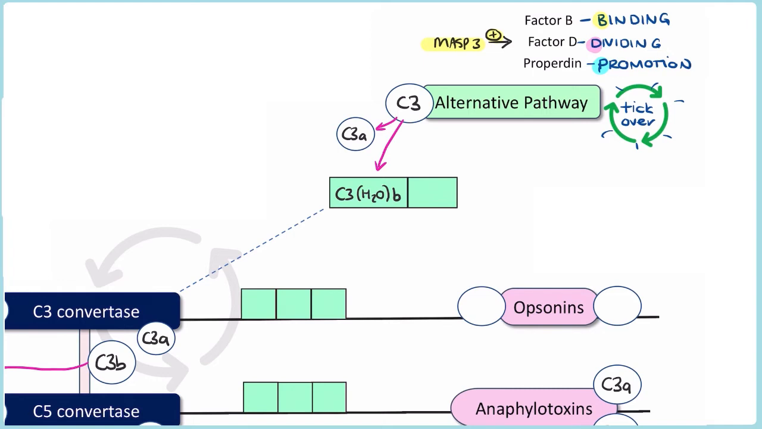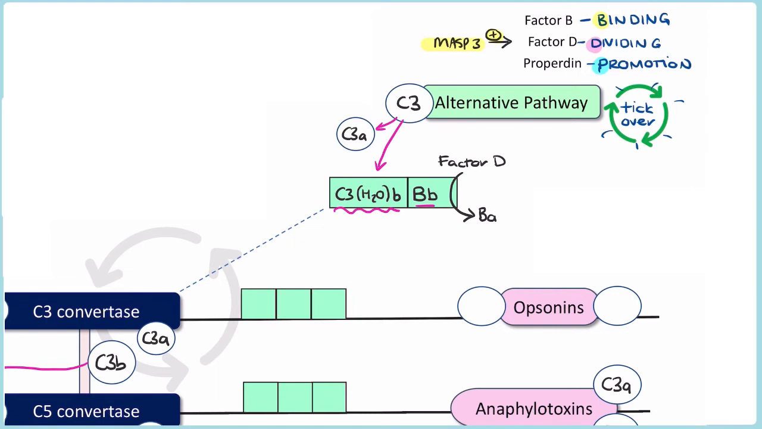So let's check out the alternative pathway in all of its cascading glory, starting with the spontaneously generated C3(H2O)b. This binds to factor B in our plasma, and B is for binding. When factor B binds to activated C3, factor D comes along and divides it. D is for divide. Factor D divides or cleaves factor B into Ba and Bb. Ba flies away whilst Bb remains bound to C3b, generating C3bBb, which is a C3 convertase capable of cleaving and activating C3.